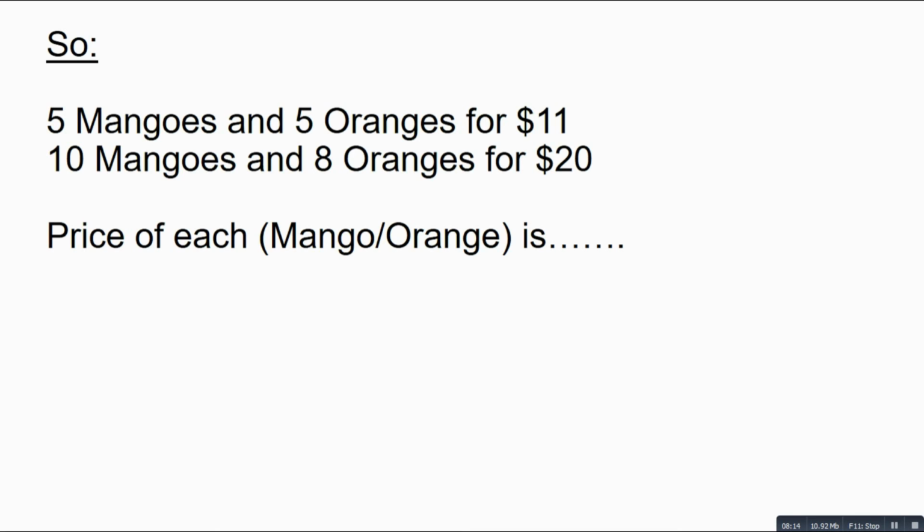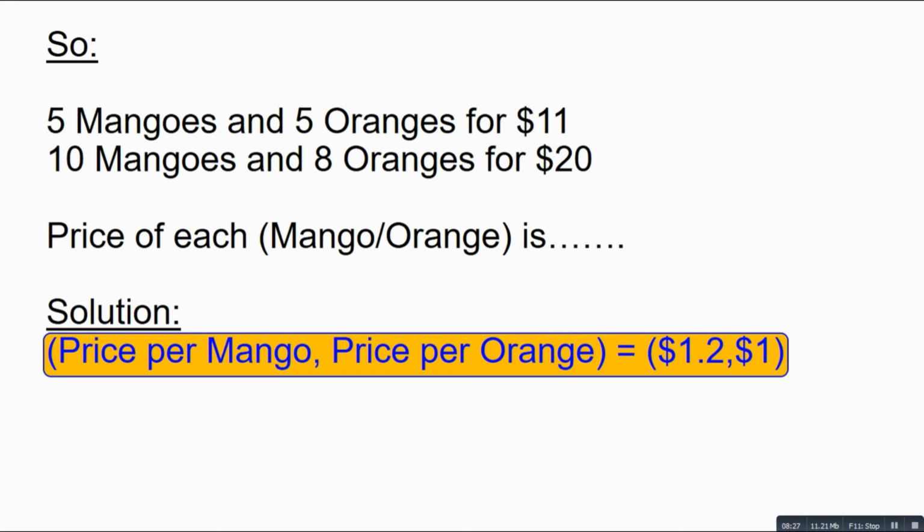And just to give you the answer, I'm not going to solve this example. You can actually do it. It's very easy now to solve it. But the solution for this problem is that the price for each mango is $1.20, and the price of each orange is about $1. So the price of mango and the price of orange is 1.2 and 1.